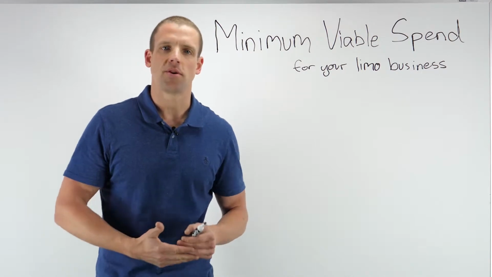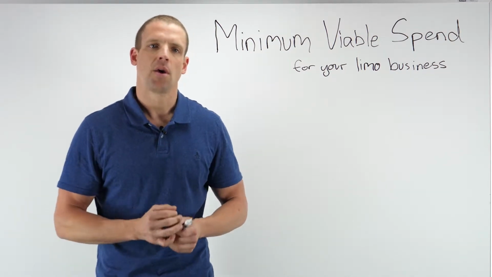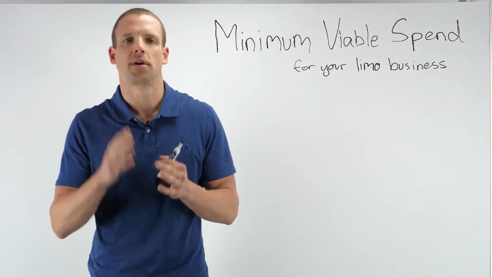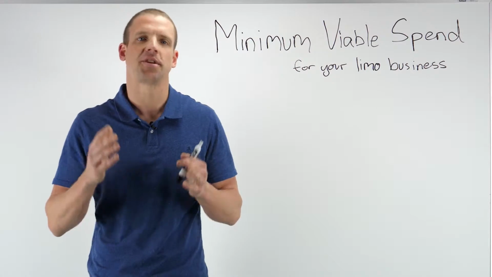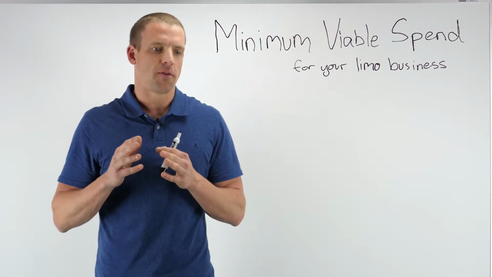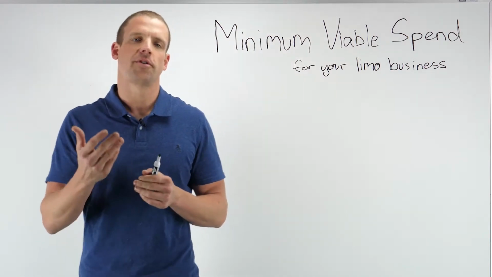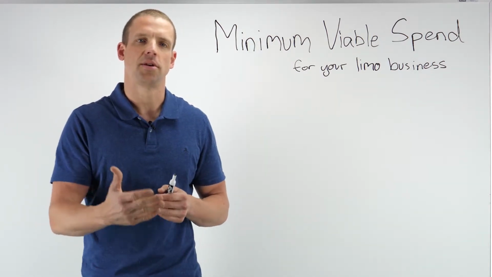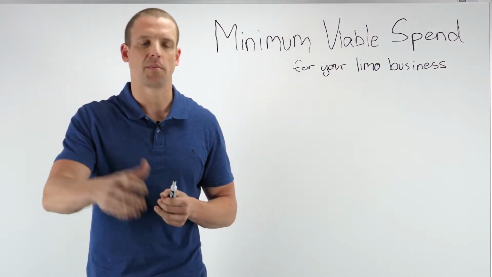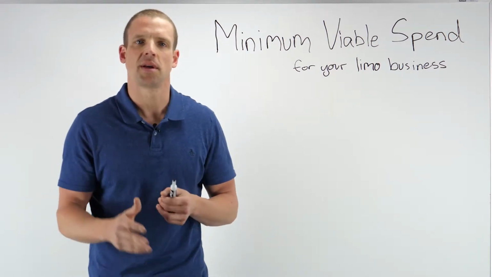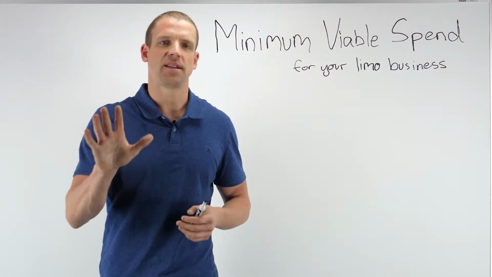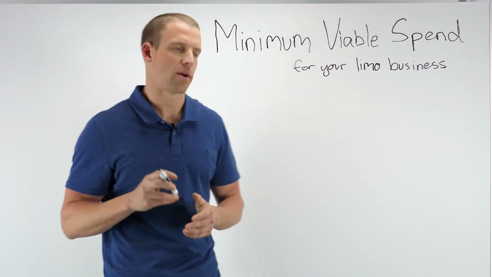So how do we compute minimum viable spend? Okay, so first off, we need to know what are we shooting for? Are we shooting for one job a day? Let's just pretend we are shooting for one job a day, okay? And so if we want one job a day, we need to first figure out how many leads we need to get one job a day. Now, this is going to depend on your business. Some businesses close better than others, but let's just pretend you need to get 5 leads a day to get one job a day, okay?